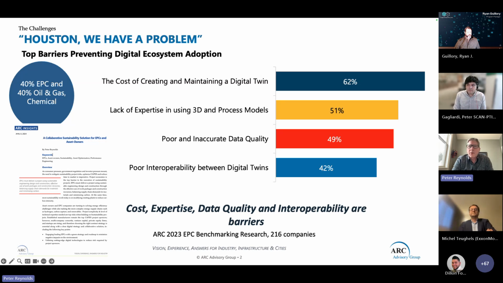So still big issues that we see in industry today. Cost of maintaining digital twins is still a big issue. So there's a big sustainment problem that industry is dealing with. There's a lack of expertise for maintaining 3D and process models. Still lots of data, lots of issues with data accuracy, data quality are plaguing industrial software, digital twins, and there's poor interoperability between digital twins. So still cost, expertise, and data quality are still big challenges that are facing asset owners even today.